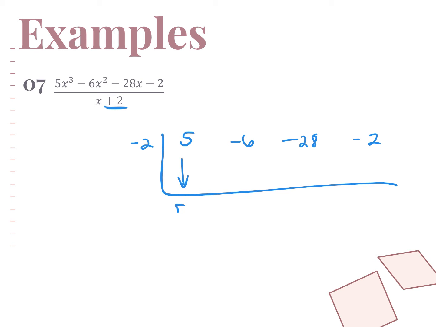Bring down the 5, multiply it by negative 2, so it's negative 10. Add it, so it's negative 16. Multiply that out, so it's positive 32. Add it, it's 4. Multiply it out, it's negative 8. Add it, it's negative 10.